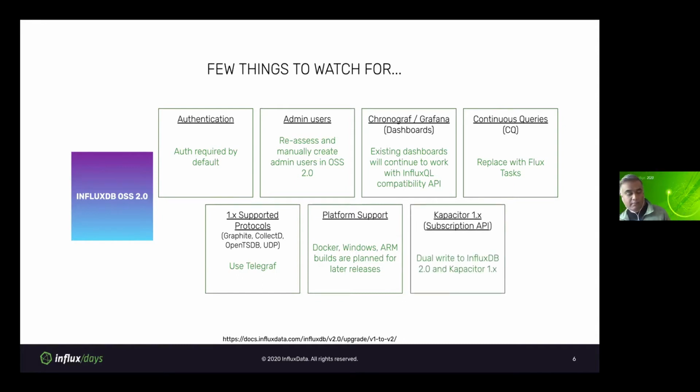Kapacitor 1.x. I'm going to talk a little bit more in detail later, but simply think about it as subscription is not supported in 2.0. You just have to do a dual write. So if you're using Kapacitor 1.x, all of your metrics collection will have to be written to InfluxDB 2 and Kapacitor 1.x. So you can still use the 1.x subscription API and also use 2.0. So with this, your state should be completely upgraded. You can go from 1.x to 2.0 and should be able to use open source 2.0.